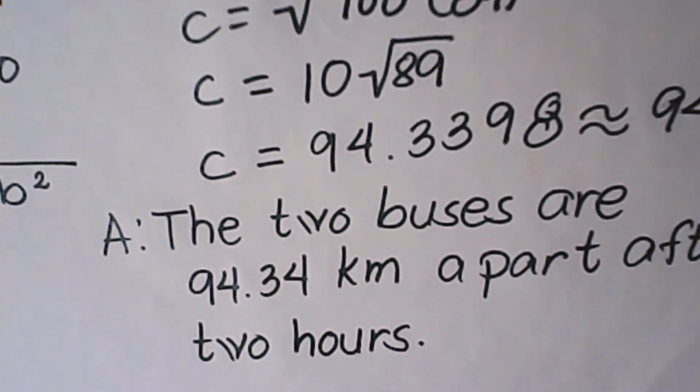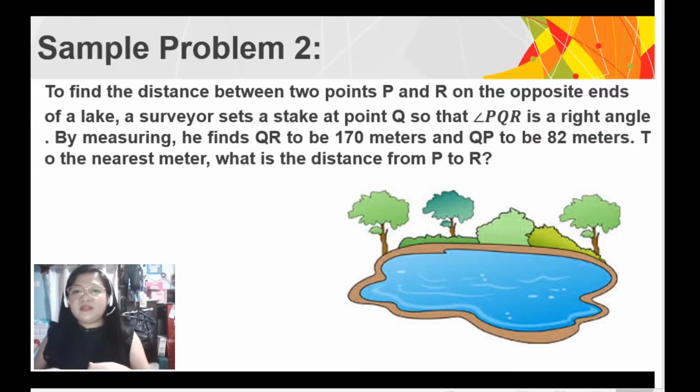Okay, that's it for question number 1. Now, let us move to question number 2. To find the distance between 2 points P and R on the opposite ends of a lake, a surveyor sets a stake at point Q so that PQR is a right angle. By measuring, he finds QR to be 170 meters and QP to be 82 meters. To the nearest meter, what is the distance from P to R?